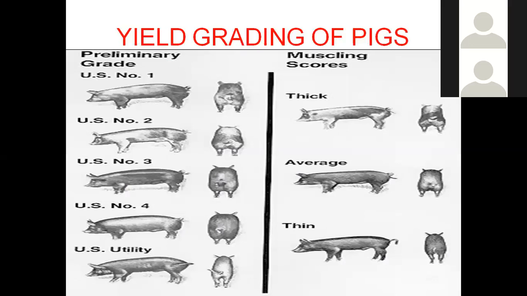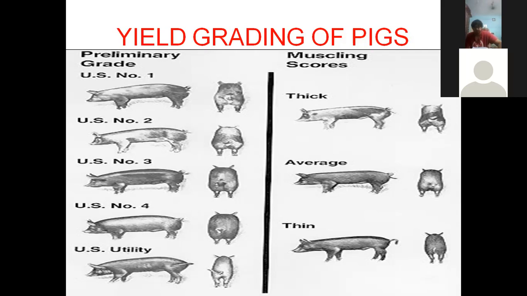So in the case of pig grading, in the highest grade, we have 5 grades: grade 1, grade 2, grade 3, grade 4 and utility grade. As we talked about in the case of cattle, it has 5 grades. Here it is not 5, it is 4 plus the utility.